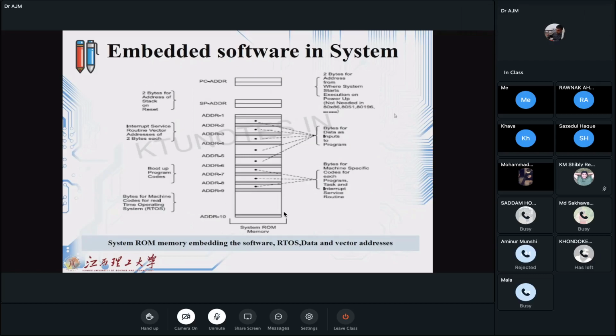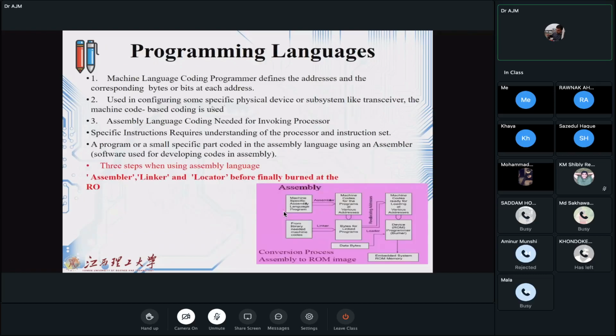What we can see here is the memory allocation and the system of the ROM, where we have some word that we call RTOS, okay? And data and vector address. In the next part of today's session, I will talk about this word, RTOS, and the main aim of opening the embedded software part is that I want to tell you more about this RTOS part, okay? Just keep it in your mind. We will talk about that later on.